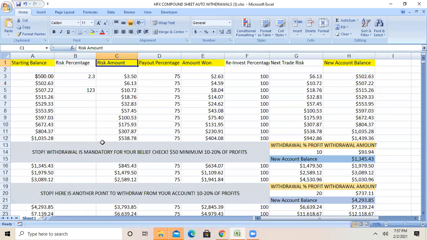Let's focus on where it's highlighted at the top. Don't focus on the bottom part. Not today. So some of you have $500 in here as a starting balance.